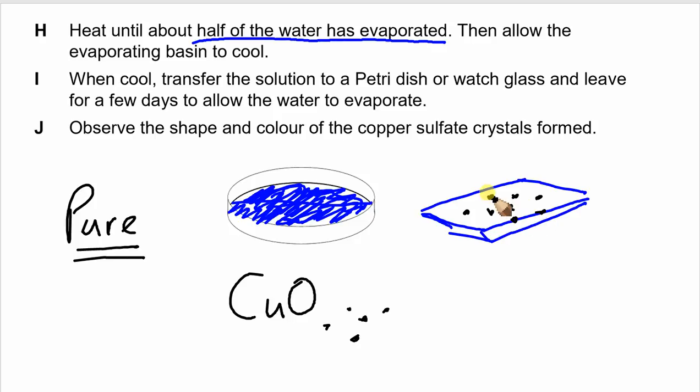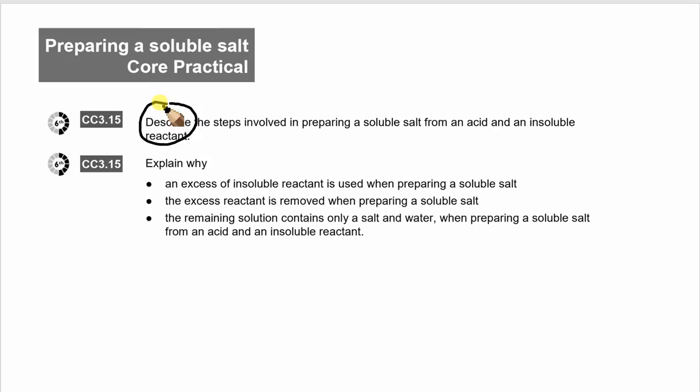So they may ask you the purpose of using this metal base, and what's important here is that this is insoluble, so that we don't have it in our mixture of copper sulfate and water, which means when we evaporate the water we've got just copper sulfate. There's no copper oxide making this an impure crystal. It would stop it forming well. Okay, so in this video we've described and we've explained our core practical.